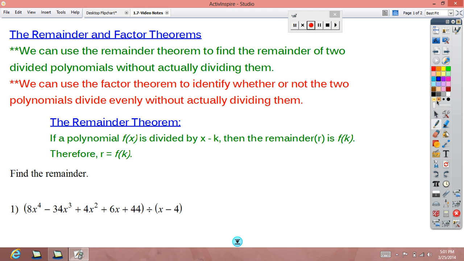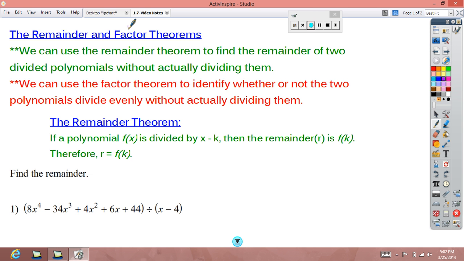Hey all, here's our next video. This is on remainder and factor theorems. In the last video in class 1.6 we talked about dividing polynomials and using synthetic division to do that. And this is with division, but we're not actually doing any dividing. We can use these two theorems, the remainder theorem and the factor theorem, to find out two different things.